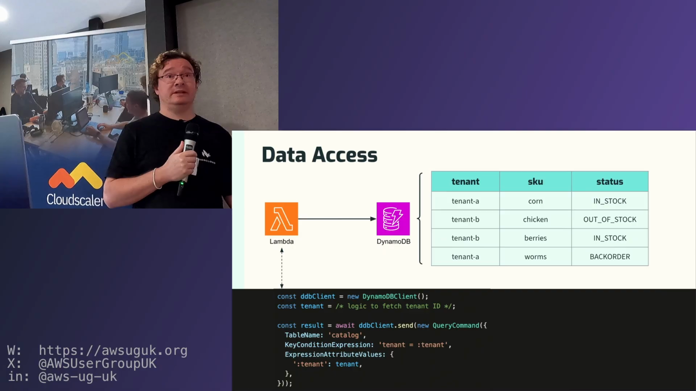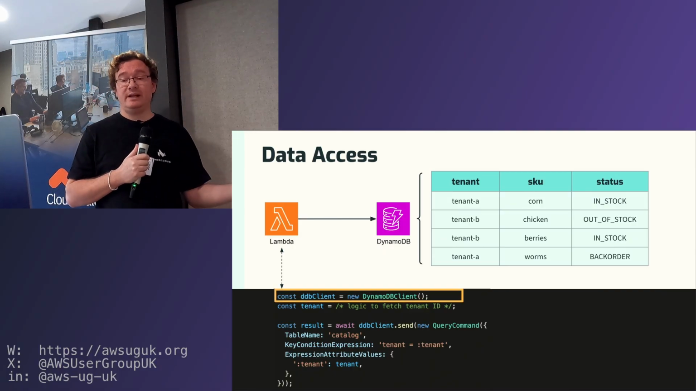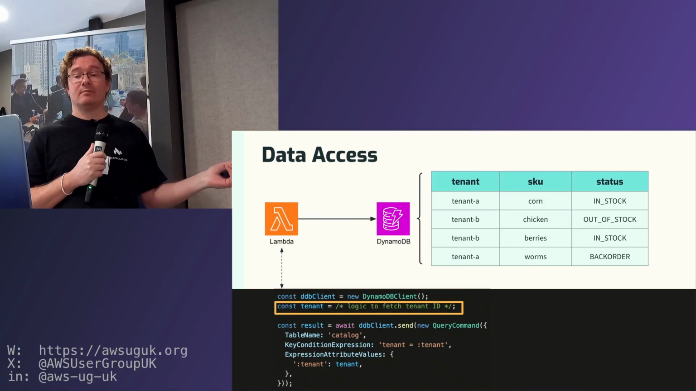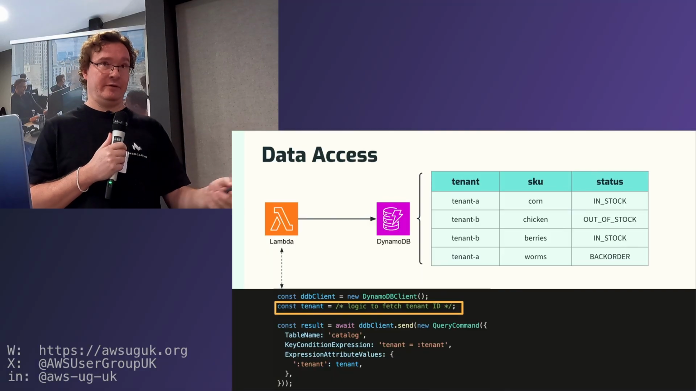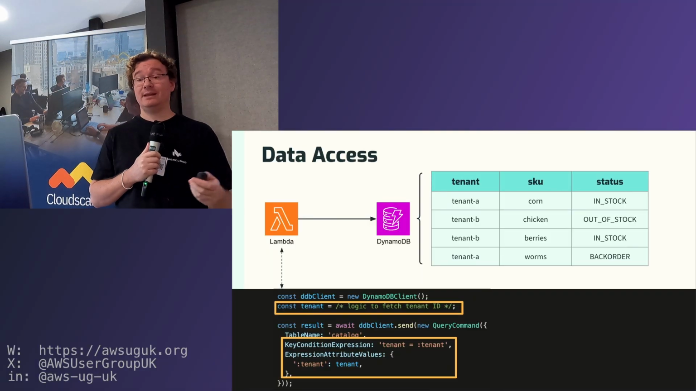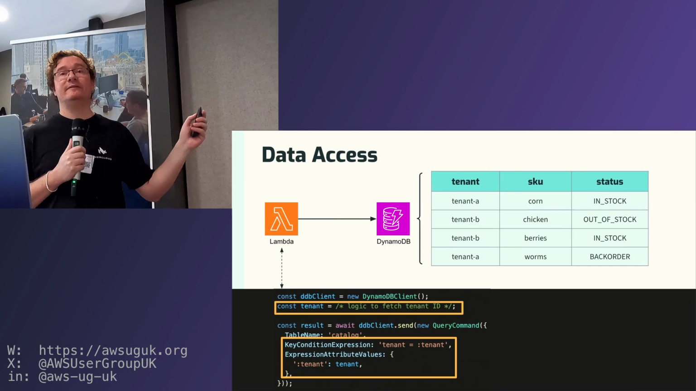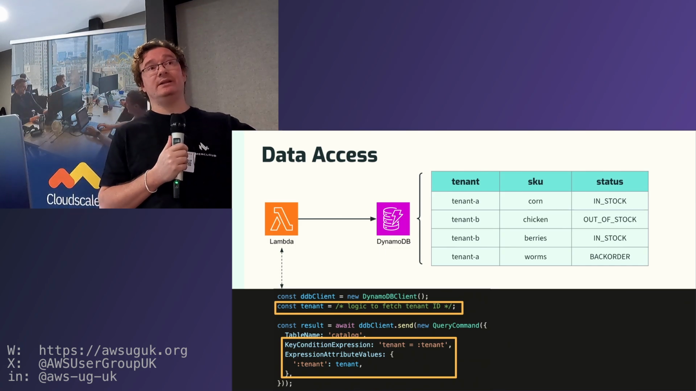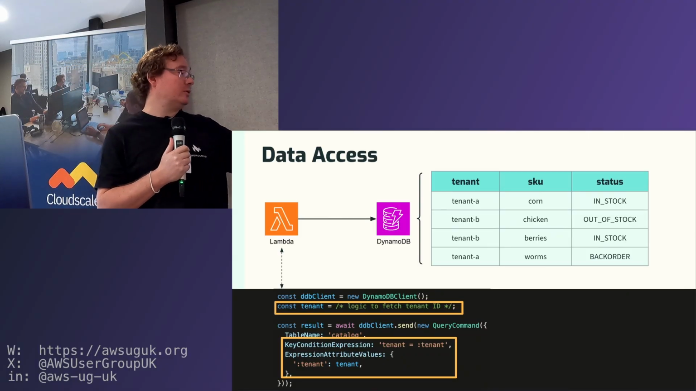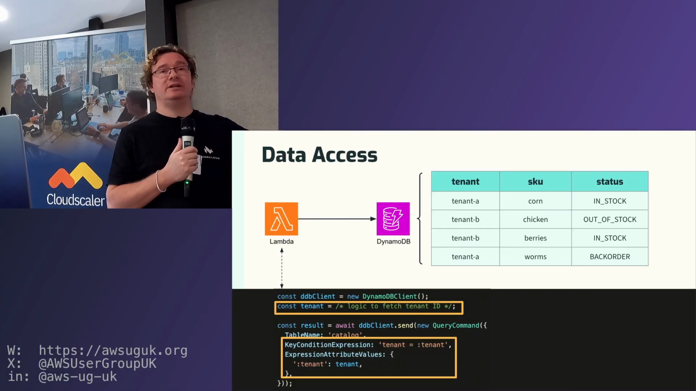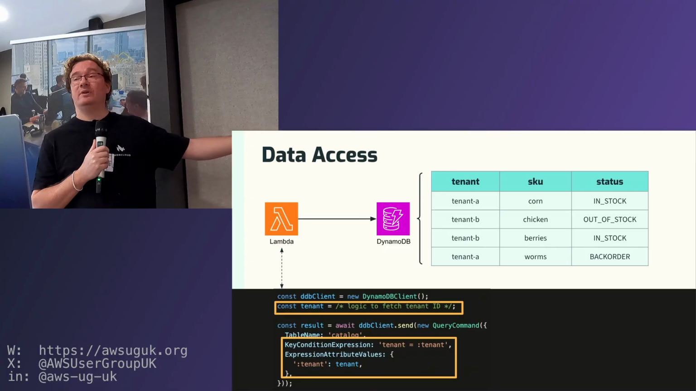And how does this look as code? We instantiated a DynamoDB client there. Then we have some logic where we extract the tenant from that request, from the headers, for example. And then we use the value of that variable as a filter to a query in DynamoDB. And here's the problem. What happens if anything goes wrong with the implementation of the logic that captures the tenant from the request?